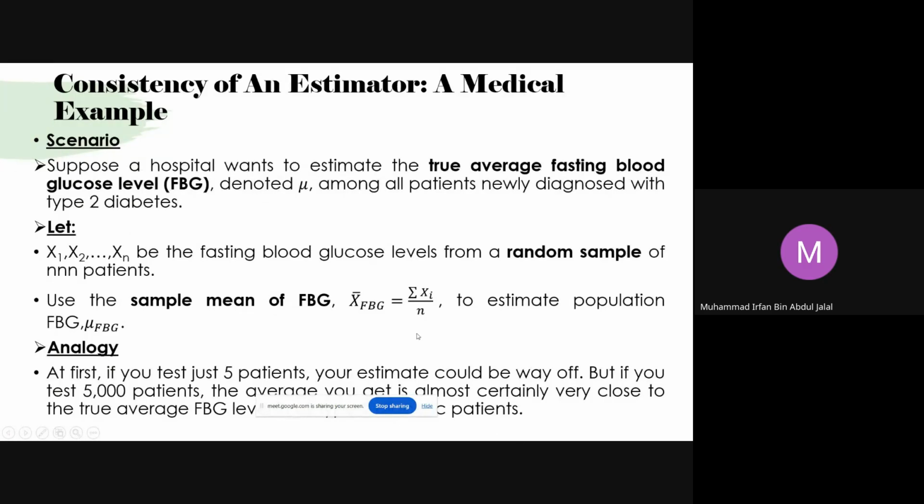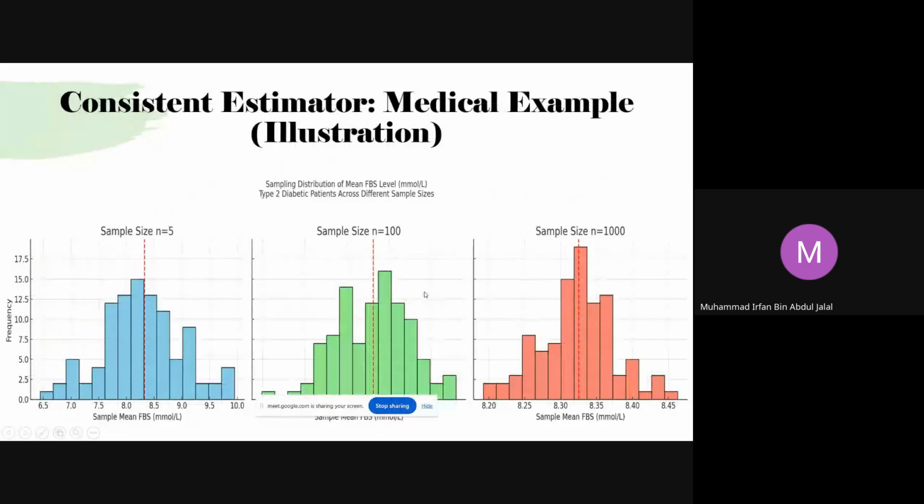But if you test 5,000 patients, the average you get is almost certainly very close to the average fasting blood glucose mu FBG here, if the sample mean here is a consistent estimator of the mu FBG, or the population blood glucose level or blood sugar level. Okay, if the sample mean is a consistent estimator.